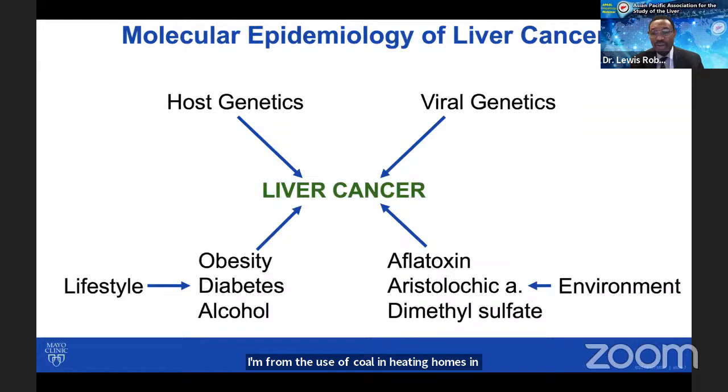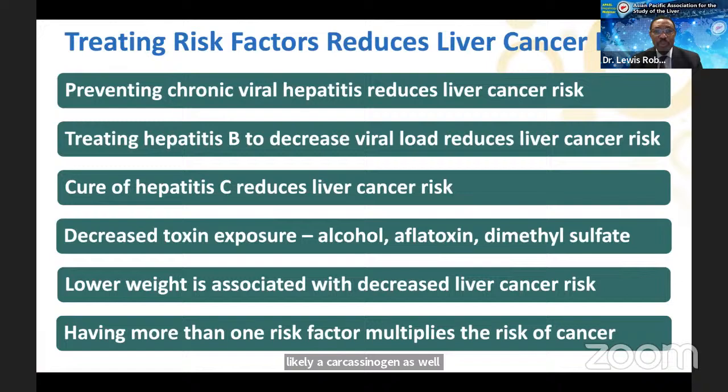So we recognize that treating the risk factors reduces liver cancer rates. And I'd like you to focus on the lowest row, which is the idea that having more than one risk factor multiplies our risk of cancer. And so there's often synergism between the different etiologies. So this, of course, occurs in the cases of viral hepatitis with, for example, toxin exposure, or alcohol exposure.